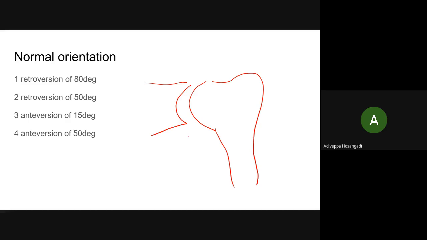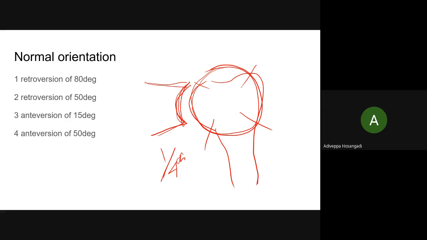Only one fourth of the humeral head is in contact with the glenoid. If this is one full circle, and you divide it, only one fourth of that is in contact with the glenoid. Please remember this. Only one fourth of the entire proximal humeral head is in contact with the glenoid. So it is an unstable joint.